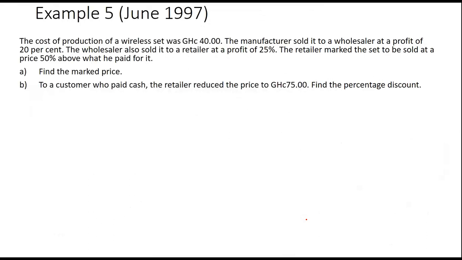Sorry, let's take this example from June 1997, and the question says the cost of production of a wireless set was 40 Ghana cedis. The manufacturer sold it to a wholesaler at a profit of 20%. The wholesaler also sold it to a retailer at a profit of 25%. The retailer marked the set to be sold at a price of 50% above what he paid for it. A. Find the marked price.